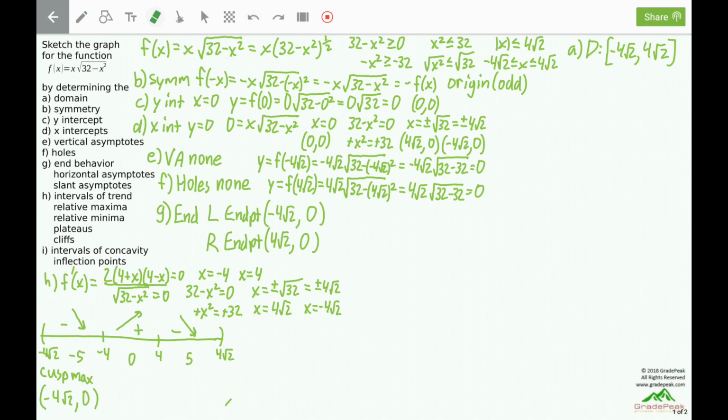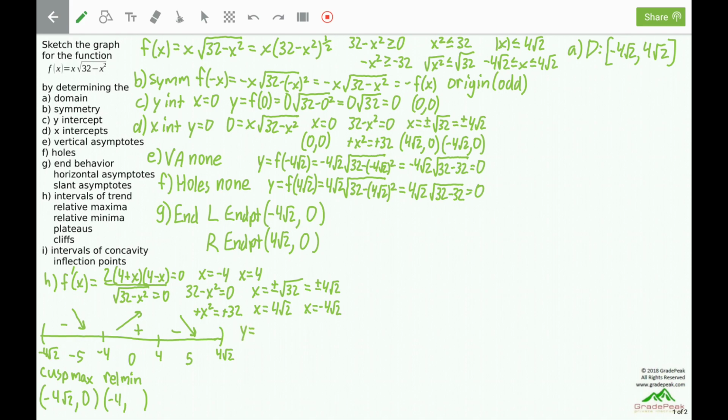Right at the critical number of x equals -4, we have the trend change from decreasing to increasing, so x equals -4 will be a relative minimum. It came from the numerator for the critical number, so it'll be a normal relative minimum. It has an x-coordinate of -4 and a corresponding y-coordinate that can be found by plugging the x-coordinate back into the original function.